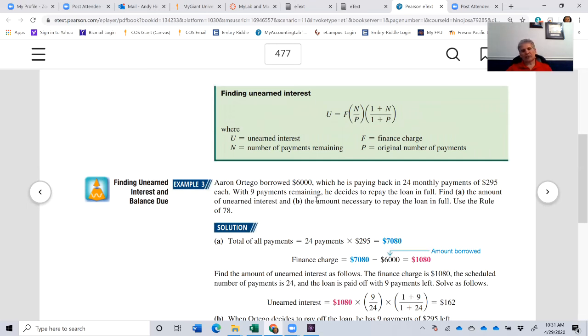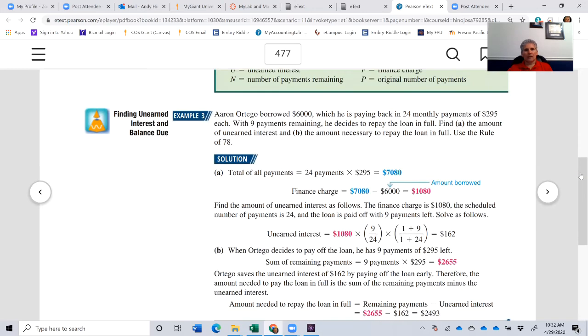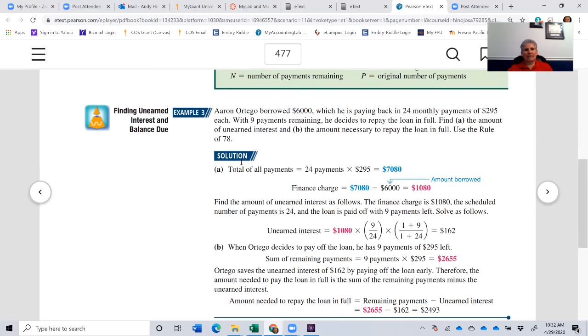Aaron Ortega borrowed $6,000, which he is paying back in 24 monthly payments of $295 each. With 9 payments remaining, he decides to repay the loan in full. Find A, the amount of unearned interest, and B, the amount necessary to repay the loan in full. Use the rule of 78. So we'll go through this process.